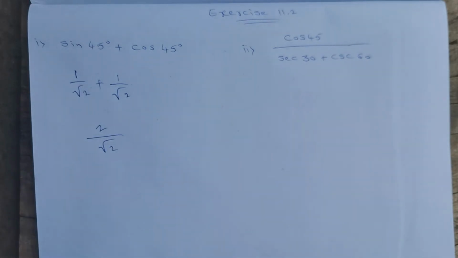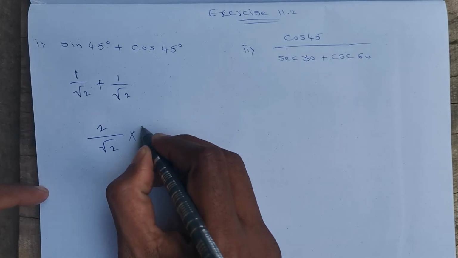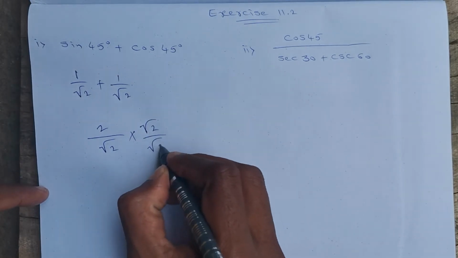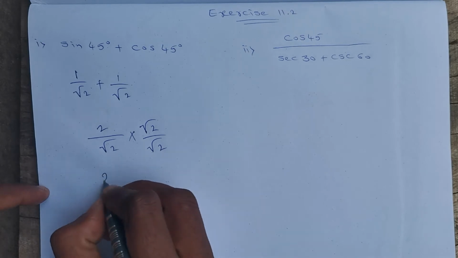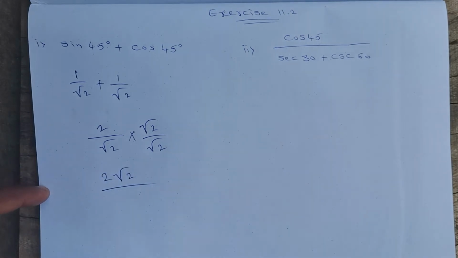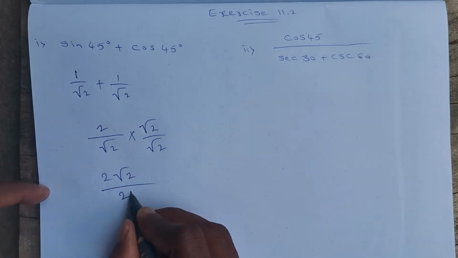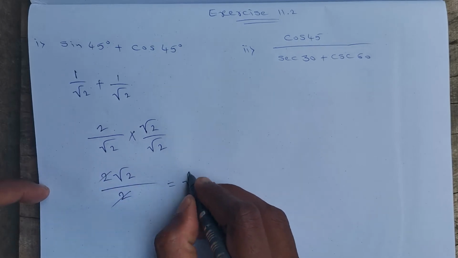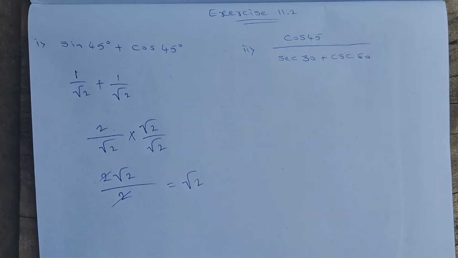And we know one basic logic is that in the denominator we don't want any irrational number. So to remove this irrational number which is in the denominator, we will multiply and divide the total by root 2 again. 2 into root 2, 2 root 2 by root 2 into root 2, 2. So 2 will get cancelled, we remain with root 2. So the value of sine 45 plus cos 45 is root 2.